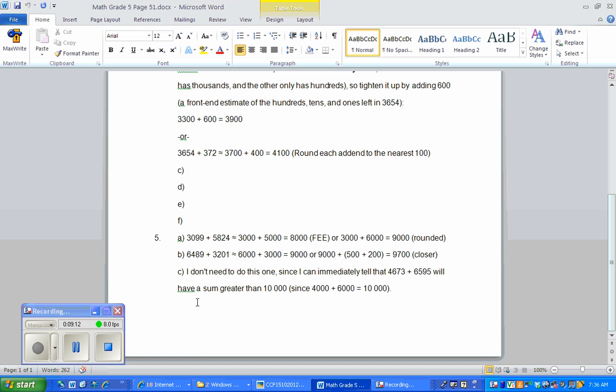I would like you to see if you can figure out how to do number 6 and 7 yourself, and this whole assignment will go in your light blue math exercise book.